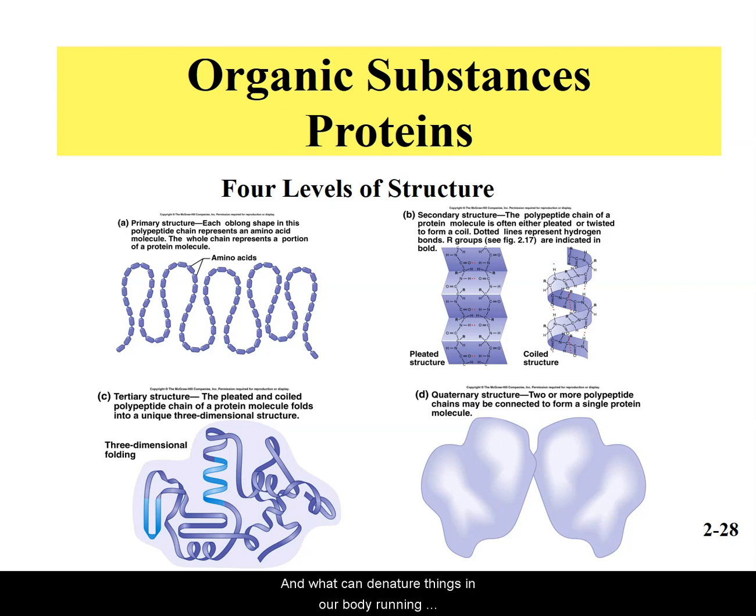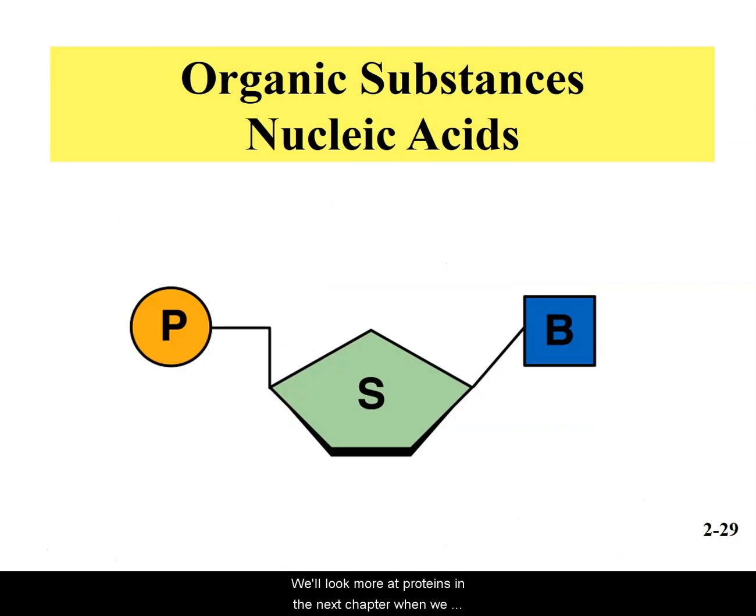And what can denature things in our body? Running too high of a temperature can cause denaturing of proteins and damage. Radiation, being electrocuted, various chemicals, and that includes chemotherapy, those chemicals found in chemotherapy. We'll look more at proteins in the next chapter when we talk about what happens in the cell.